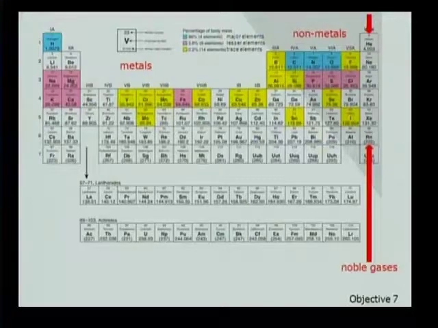Again, we can learn a specific dividing line between the metals and the non-metals. We can do that in a chemistry course. In this course, you just need to know in general where the metals and the non-metals are, and we'll define that later on.